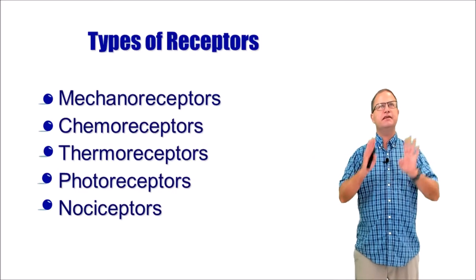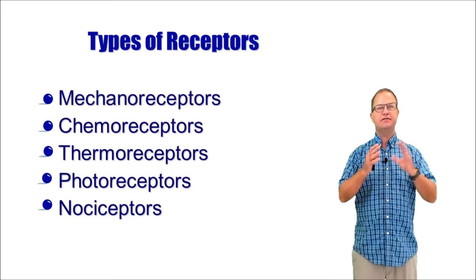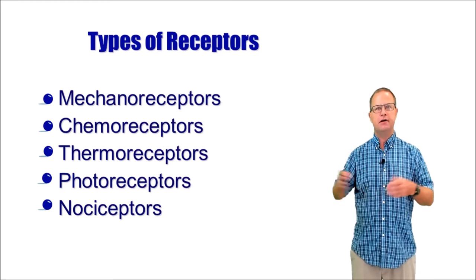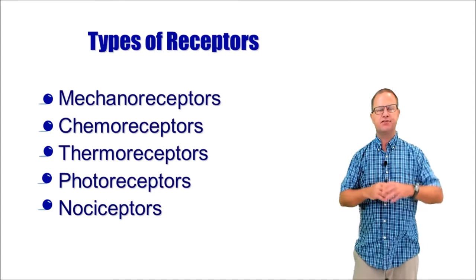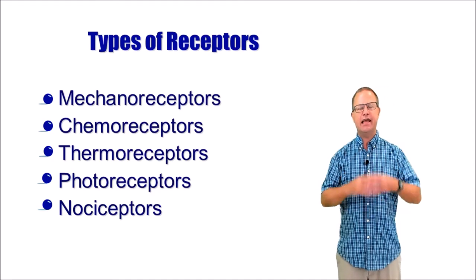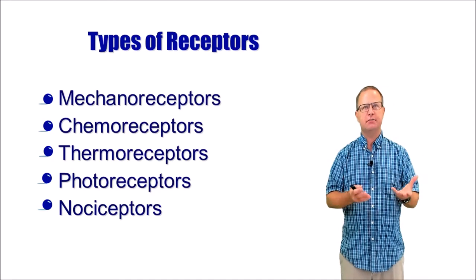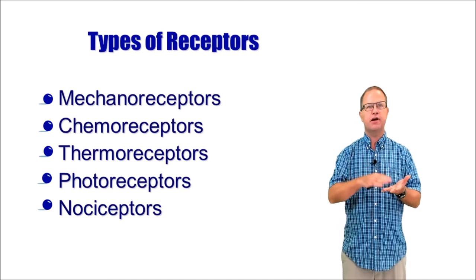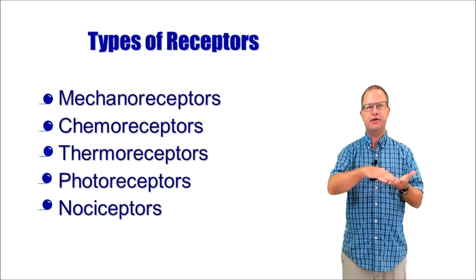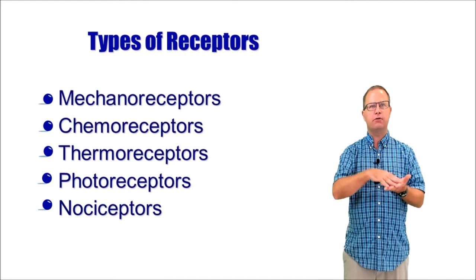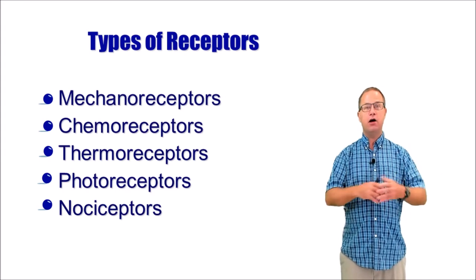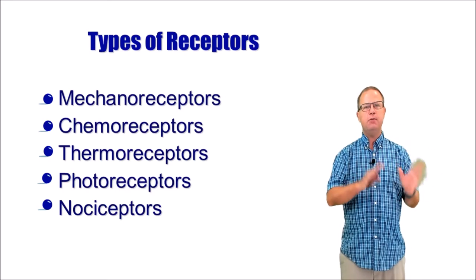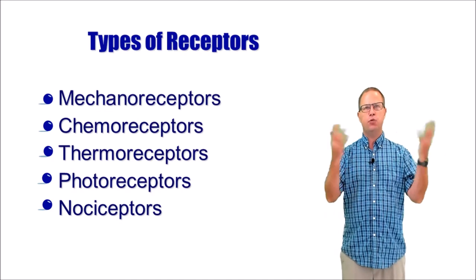Okay, each of these different sensory receptors can be classified into one of five or six types. Firstly, we have something called mechanoreceptors. Mechanoreceptors are detecting and transducing mechanical stimulus. So a touch receptor, a pressure receptor, all those receptors that are found in your skin are primarily mechanoreceptors. On the other hand, we also have chemoreceptors. Chemoreceptors detect chemicals. So where do you have those?